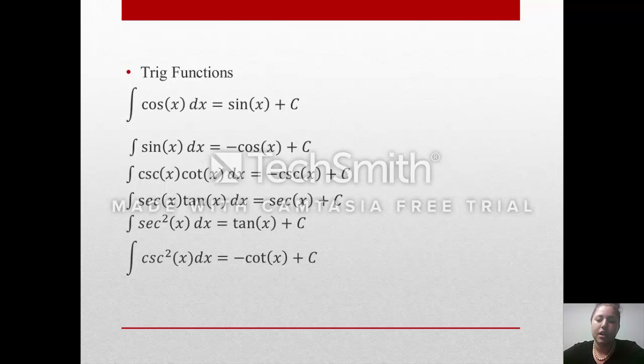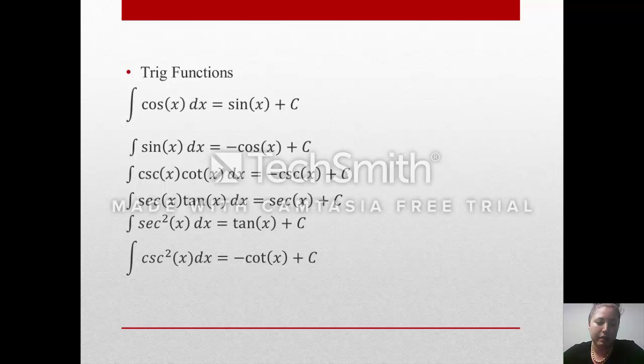Trig functions are just like log functions in that they have special derivatives. That means they'll have special antiderivatives. We know the derivative of cosine is negative sine. So if we take the antiderivative of sine, it equals negative cosine. And same goes with cosine and sine. If you take the antiderivative of cosine, it'll just equal positive sine because the derivative of sine is positive cosine.